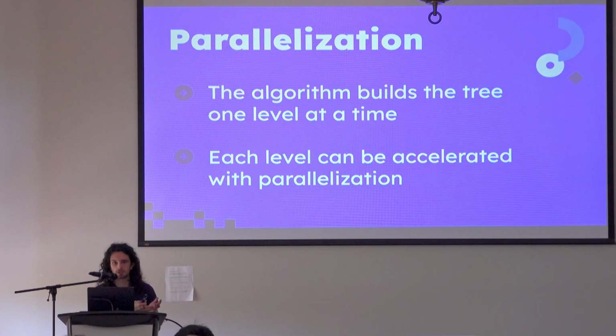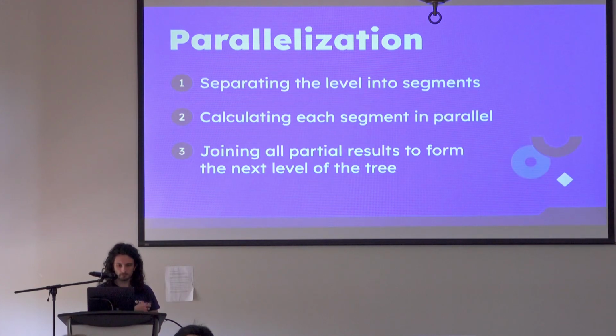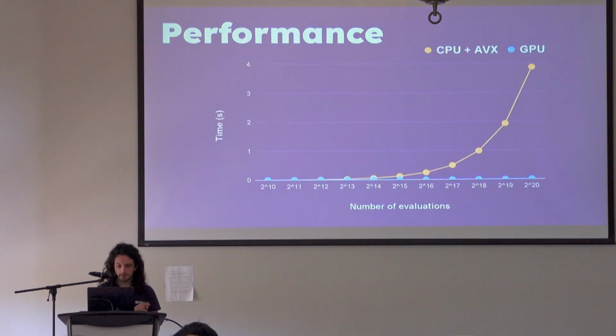That's inherently sequential. So what we do here is we parallelize the building of each layer by itself. The way we do that is just separating the layer into segments, calculating each segment in parallel, and then joining the results to build the next level. Simple as that. We're just separating a list into segments, computing each segment separately. That's it, no tricks. This is a performance increase.